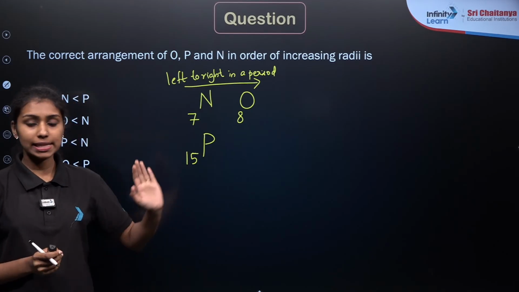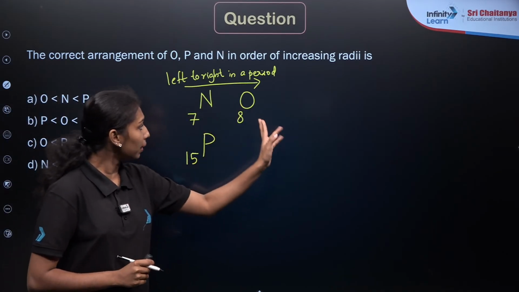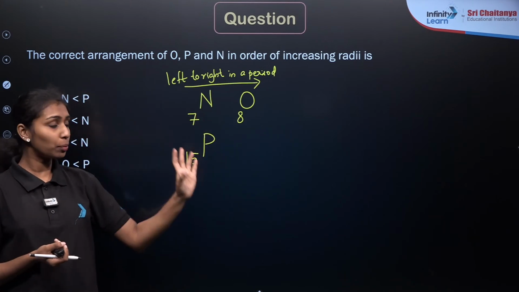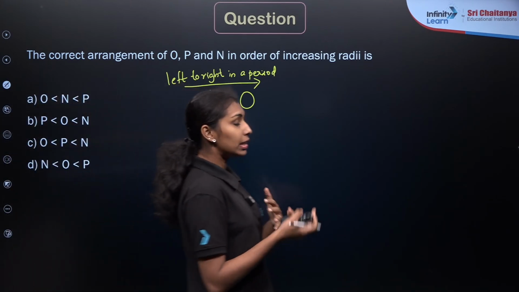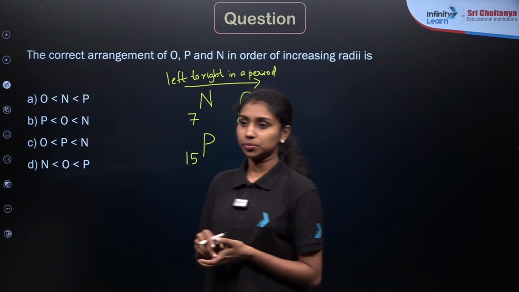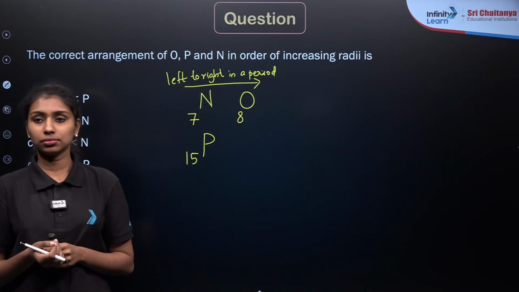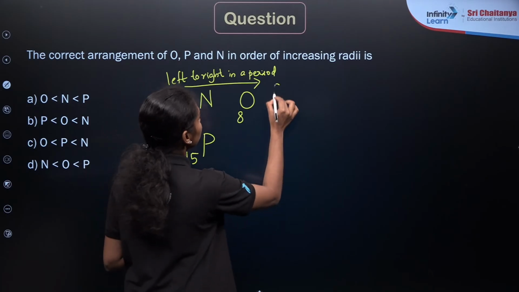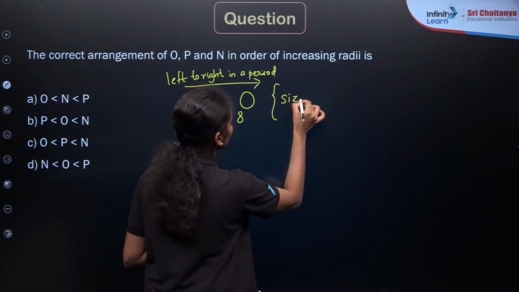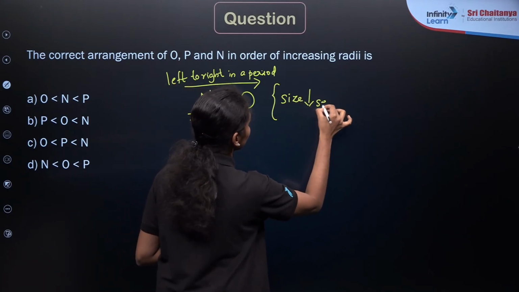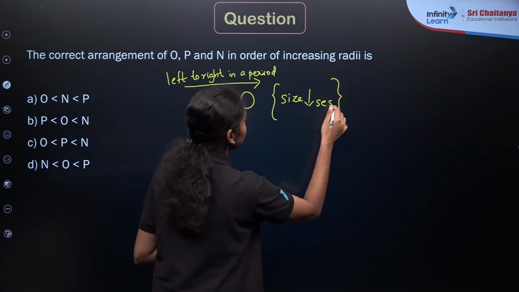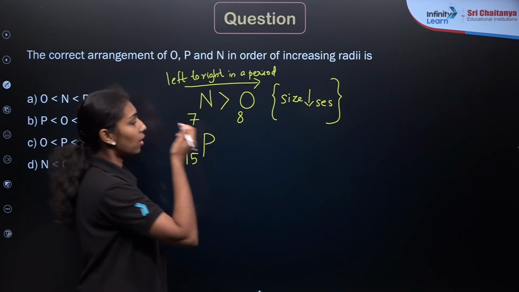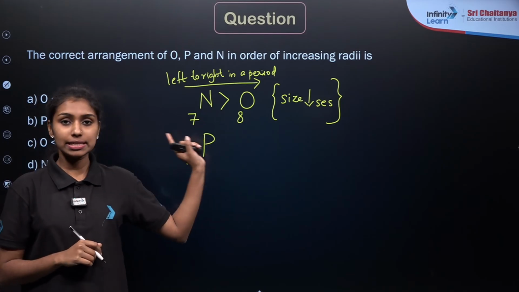So here is the order of these elements, right? Nitrogen and oxygen belong to the same period, in which they are moving from left to right. So what happens to the radii if we move from left to right in a period? Whether it is increasing or decreasing? Size is decreasing, right? Which means that nitrogen has a higher size than oxygen in the same period.